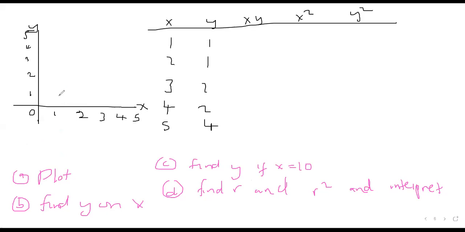(1, 1), you put your x there. (2, 1), you put x there. (3, 2), you put x there. (4, 2), you put x there. (5, 4), you put x there. So you just say it's your scatter plot. 3 marks for that.